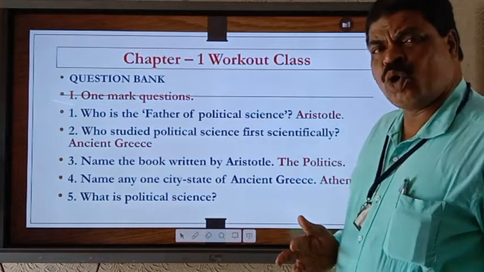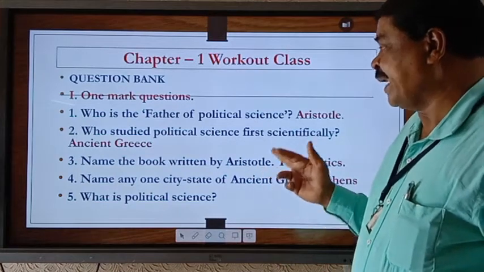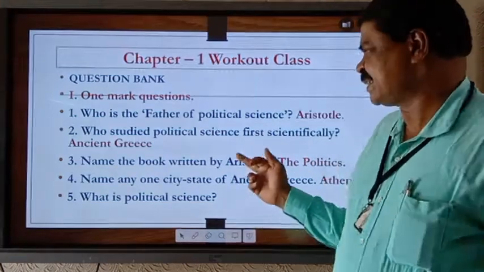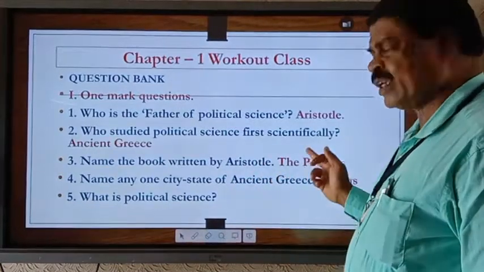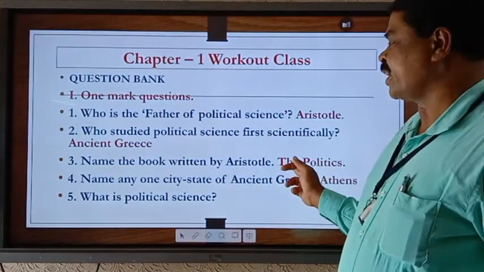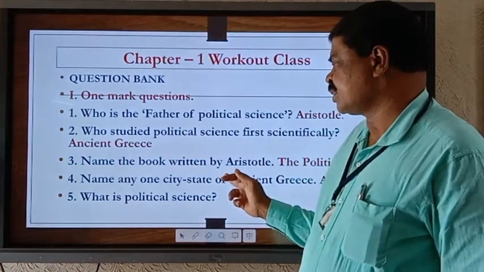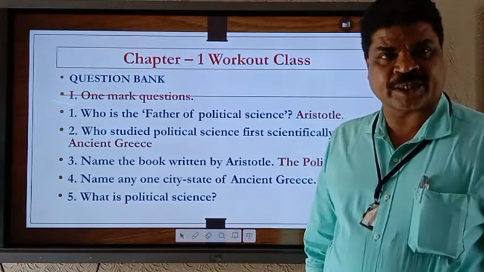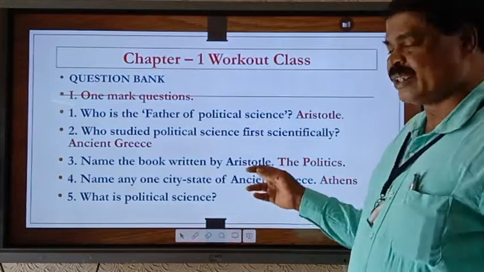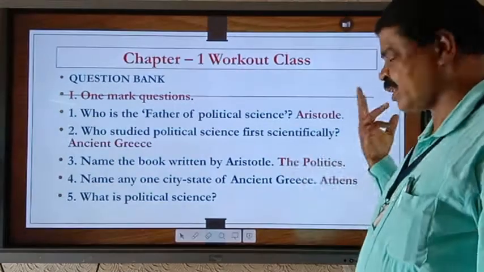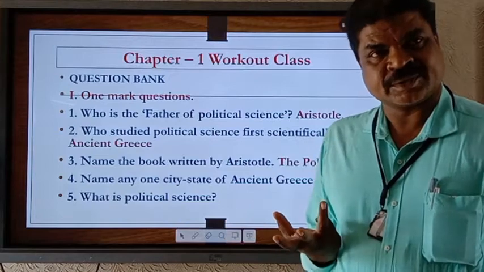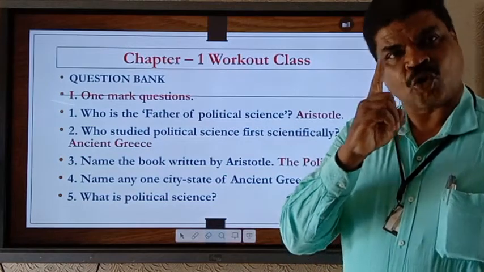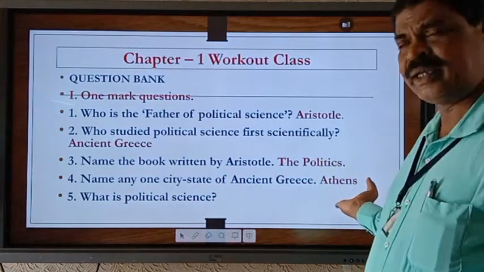Then we can move towards the third question. Name the book written by Aristotle. It is nothing but his work, you can say The Politics. When you come across, name any one city state of ancient Greek among many city states, for example, Athens, Sparta, Macedonia, Stagira. We can say among them one city state, for example, Athens.